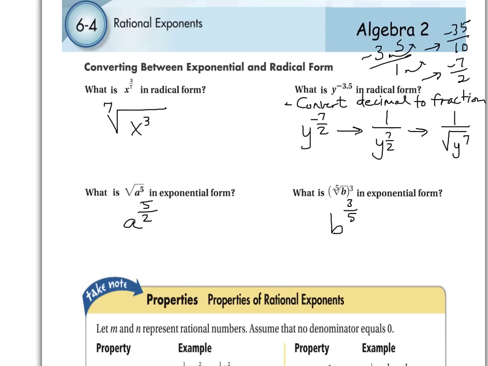Okay, so what we've been able to do here in the first part is to be able to change forms from exponential to radical and radical to exponential, and being able to simplify some of these once we change forms.